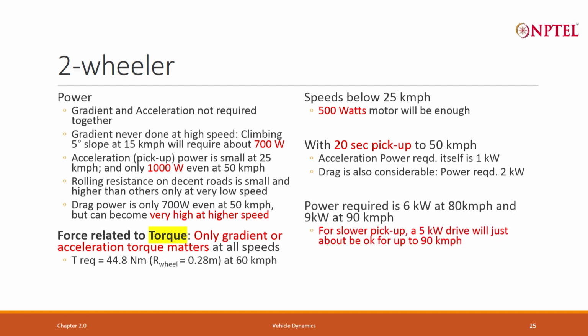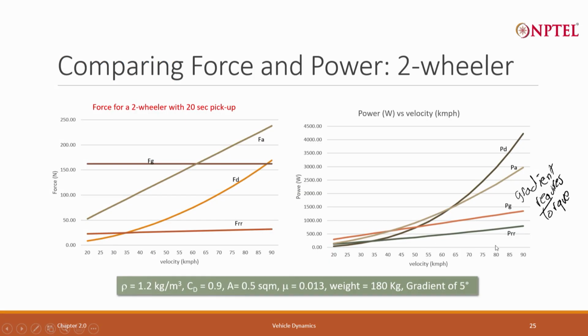If I look at 80 or 90 kilometer, the dominant power required is the drag. At 80 or 90, drag becomes very large. That itself will be about 3 kilowatt at 80 kilometer, as I pointed out, and 4 kilowatt at 90 kilometer. And then you have to add acceleration, whatever acceleration that you want, and rolling resistance. Rolling resistance is still just about 700, 800 watts.